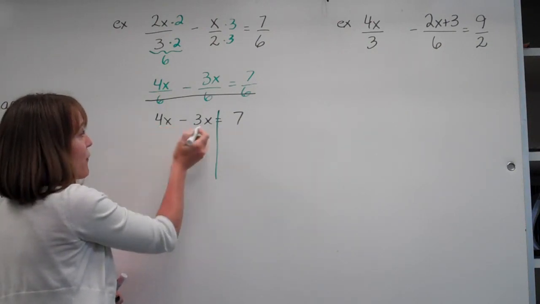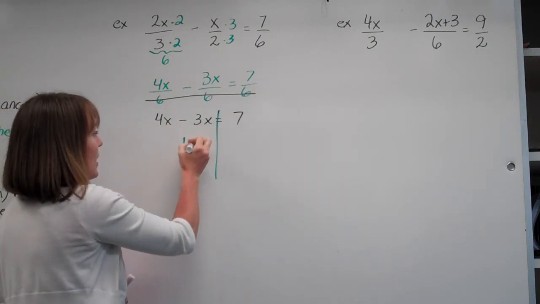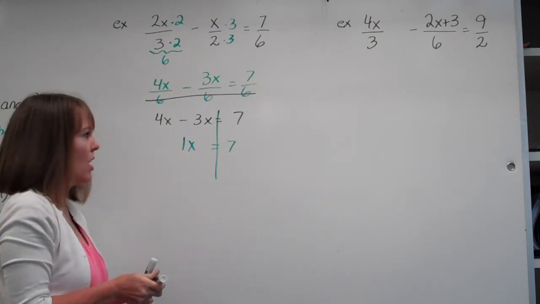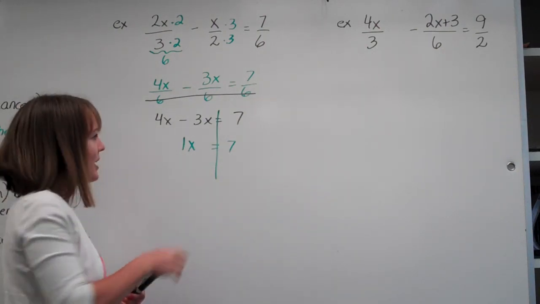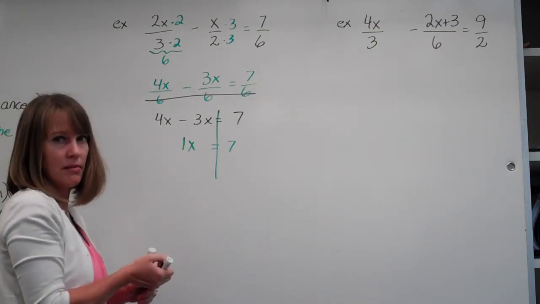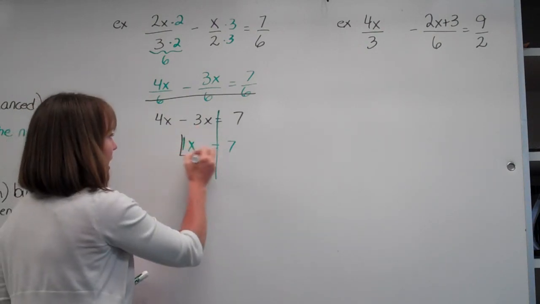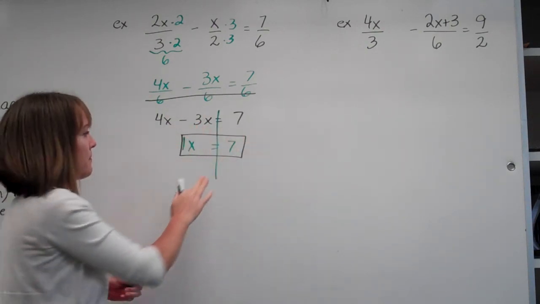We can combine 4x minus 3x. That gives me 1x equals 7. And, oh wait, that's it, right? Because 1x is just the same as x, and that means our x is equal to 7.